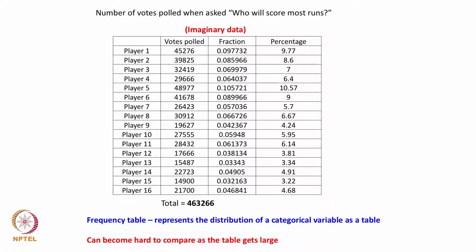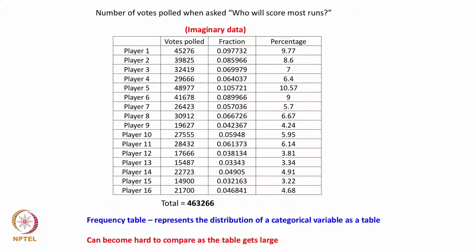In this lecture we continue the discussion on categorical data. Towards the end of the earlier lecture we started introducing the bar chart. So, we continue with the same example, which talks about the number of votes polled, let us say in a cricket website when the question who would score most runs was asked.